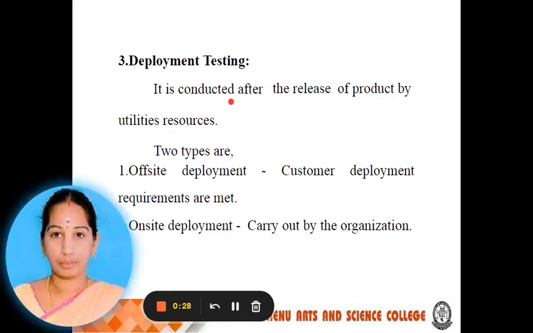Deployment testing is conducted after the release of a product by utilities of resources. So deployment testing is the final stage of testing. It is done in two types. One is offsite deployment, another one is on-site deployment. Offsite is done by the customer, where deployment requirements are made. In on-site deployment, it is carried out by the organization.